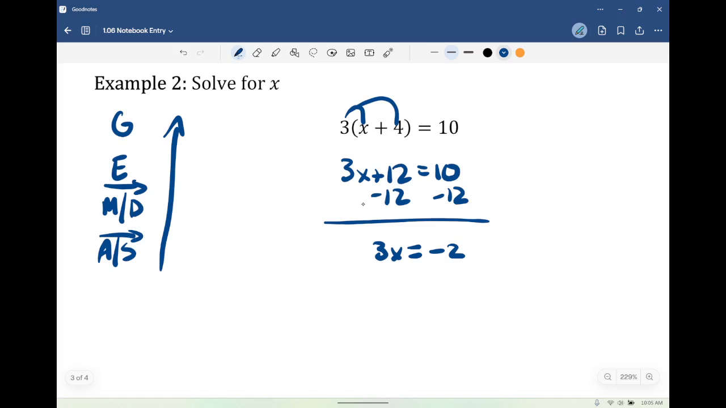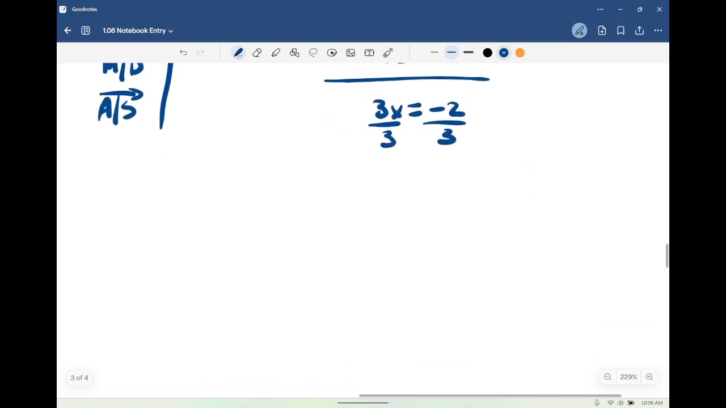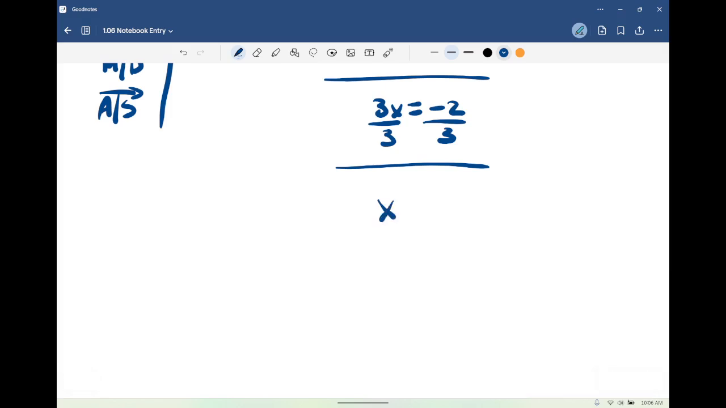From here, I see multiplication. So just like we saw, I'm going to use division. Divide both sides by 3. Because 3 is the coefficient. And so we're going to be left with x is equal to negative 2/3. Again, this is our final answer. Cannot simplify that in any way.